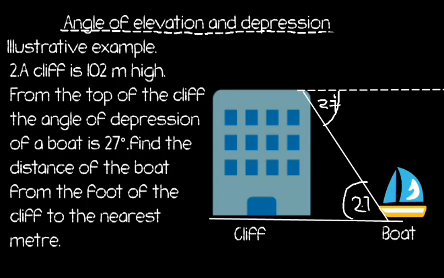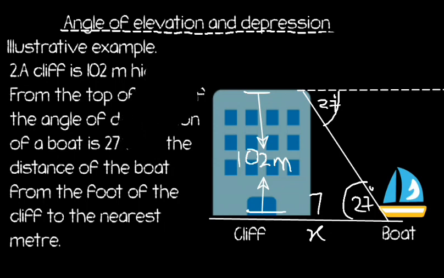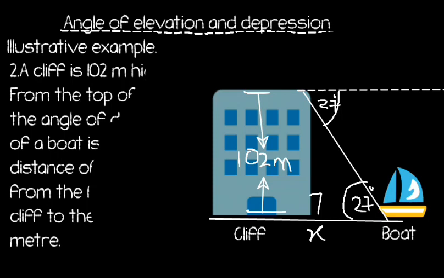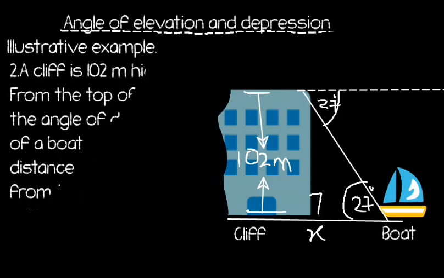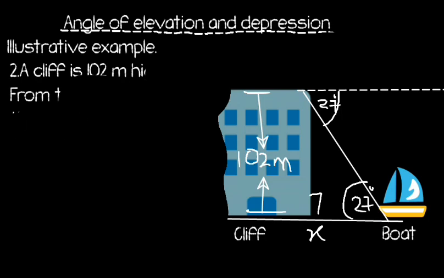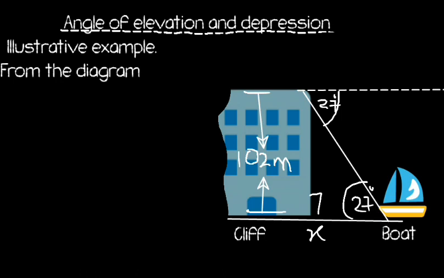So we are given our angle of depression to be 27 degrees. We know that alternate angles are always equal, so you can say the angle of elevation is also 27 degrees. That's what we have done there. Let the distance between the boat and the cliff be x. The height of the cliff is already there, which is 102 meters.